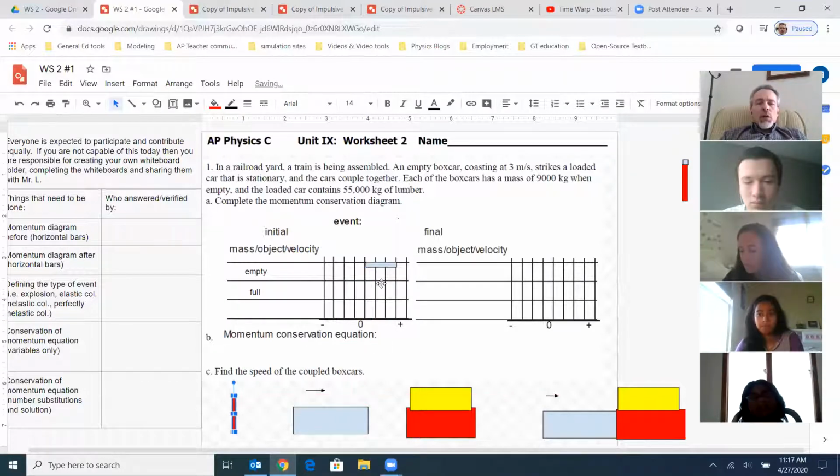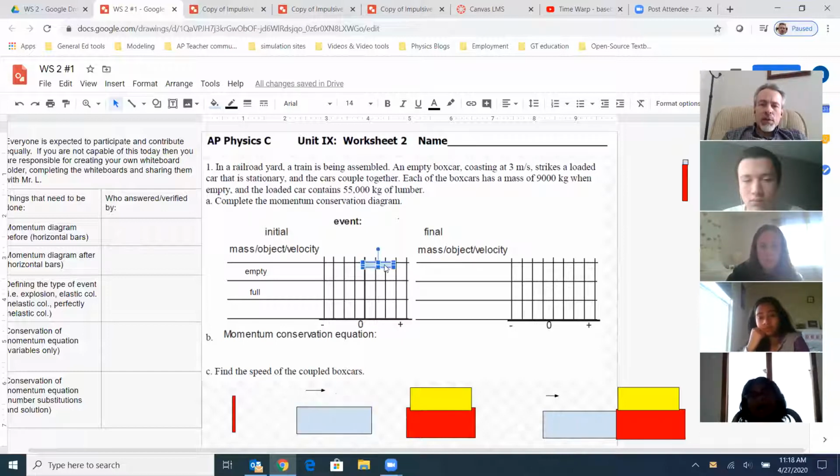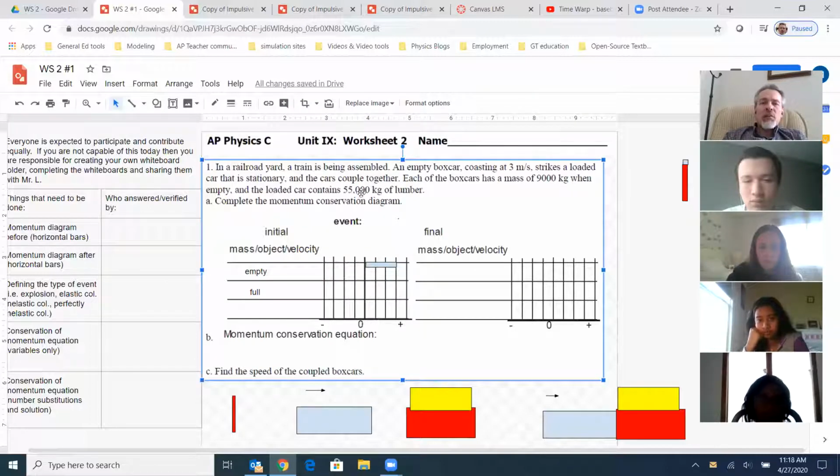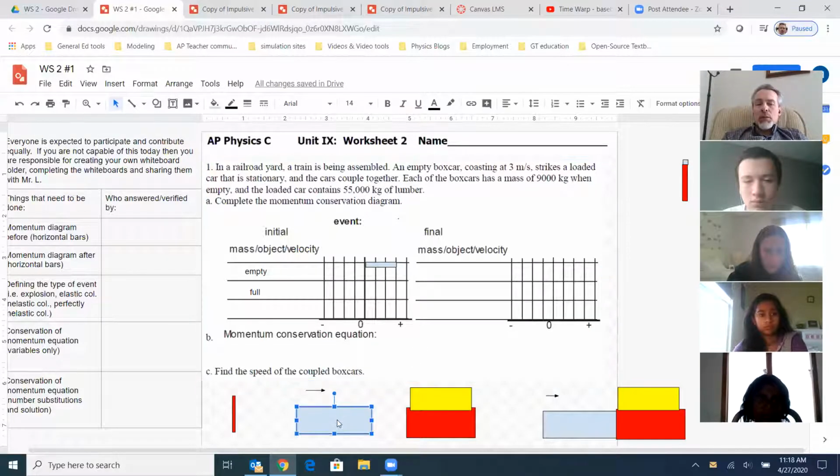Okay. This blue square rectangle here represents this first car, and notice that its mass is only 9,000 kilograms. It has a lot less inertia than the other one, because the other one is also 9,000 kilograms, but it has 55,000 kilograms of lumber. So in other words, it's about 6 times more massive than the blue one.